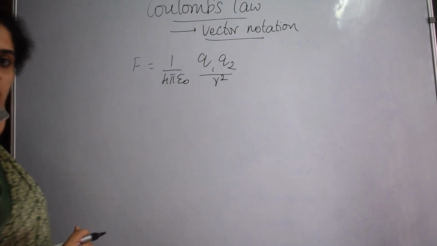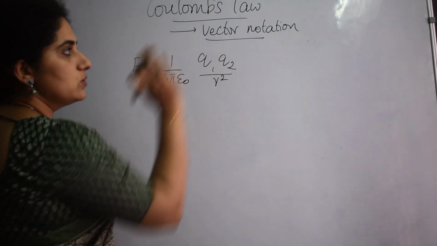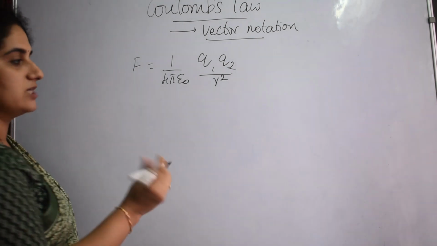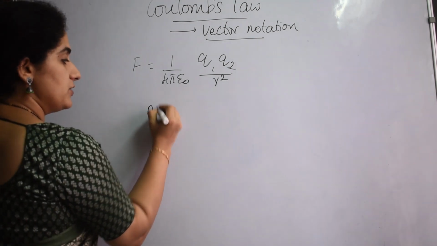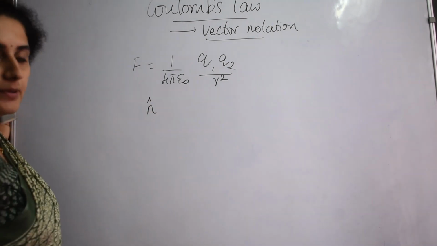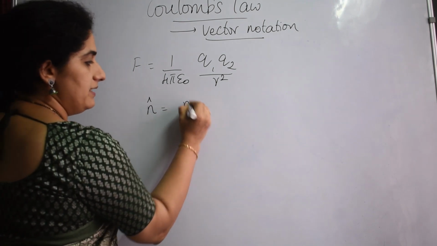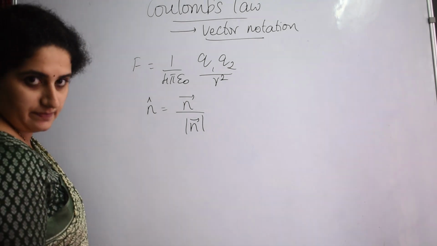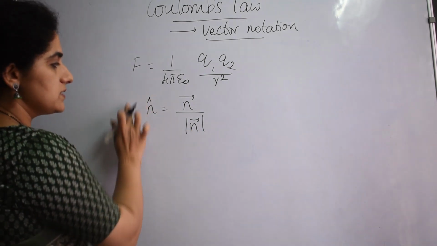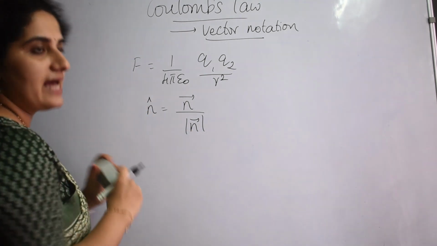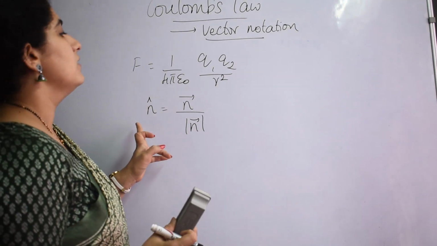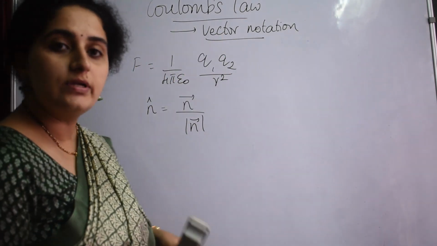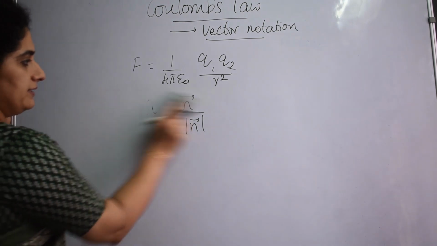As I have already told in my previous video, in order to know the vector notation, we just have to introduce the unit vector n cap. It is nothing but vector n divided by the magnitude of that vector. So if we know this one whose magnitude is unity, which gives the direction of that vector, we can now write Coulomb's law in vector form.